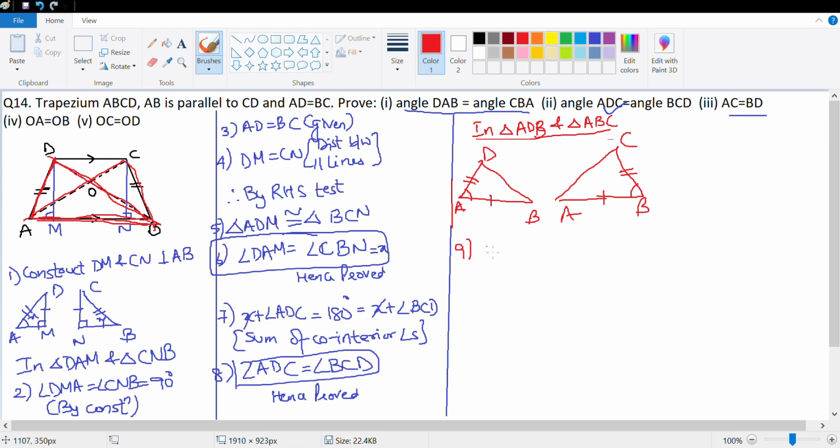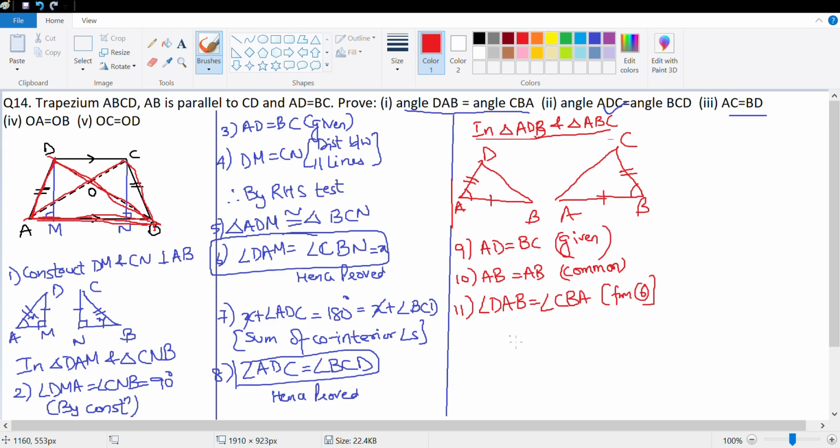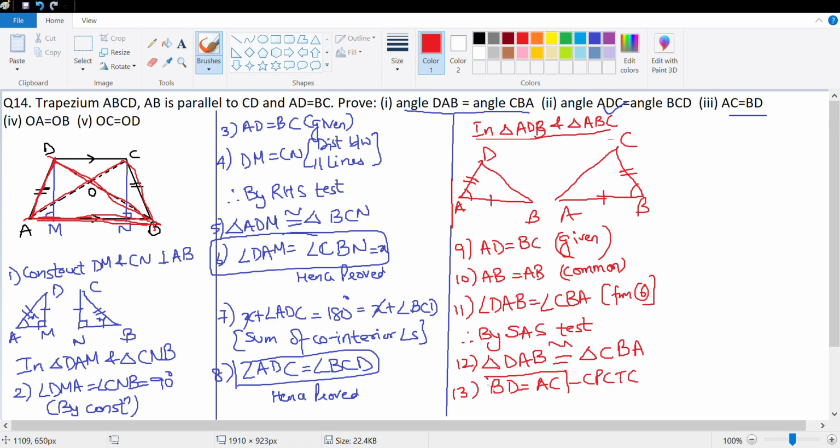So that's number 9. AD is equal to BC. This is given. Number 10, AB is equal to AB. This is common. And number 11 would be angle DAB is equal to angle CBA. This is from 6. Therefore, by side angle side test, what I get is triangle DAB is congruent to triangle CBA. DAB and CBA. Perfect. So what this gives me is BD is equal to AC, CPCTC. This is the third part that they wanted us to prove.